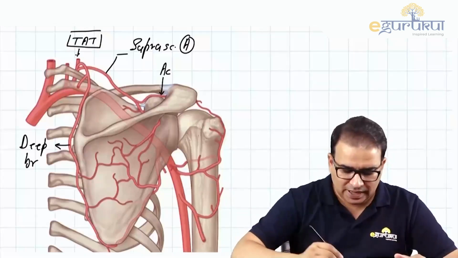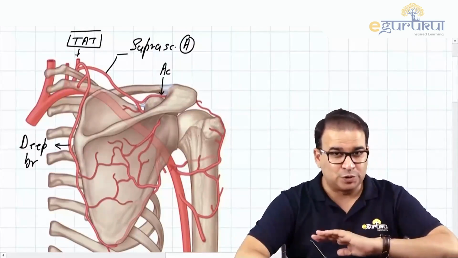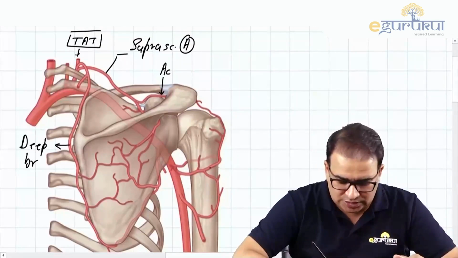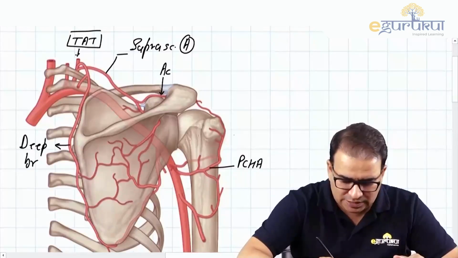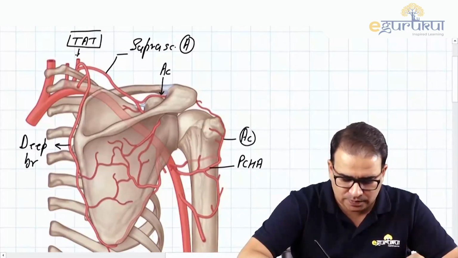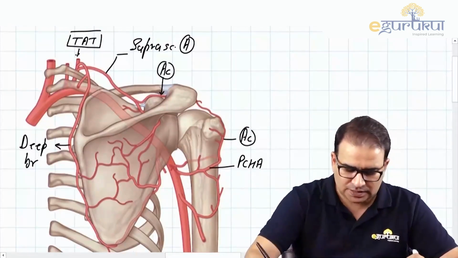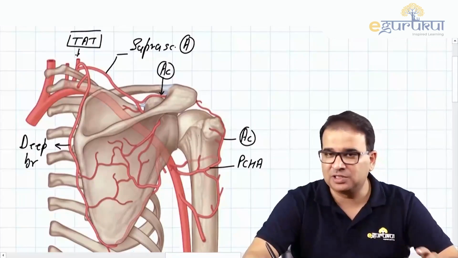Looking on the other side, because the view is from the posterior side, that's a posterior view. So this here is PCHA, posterior circumflex humeral artery, and you can see this branch coming from posterior circumflex humeral artery. Again, that's an acromion branch. The two acromion branches are shown here.